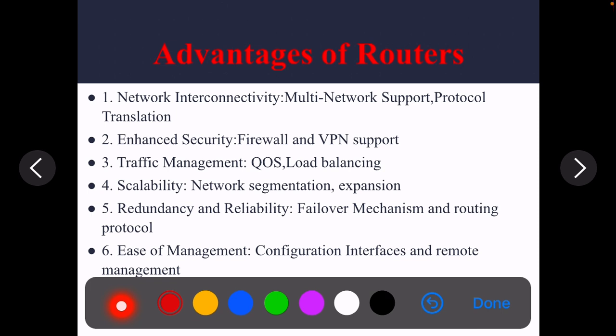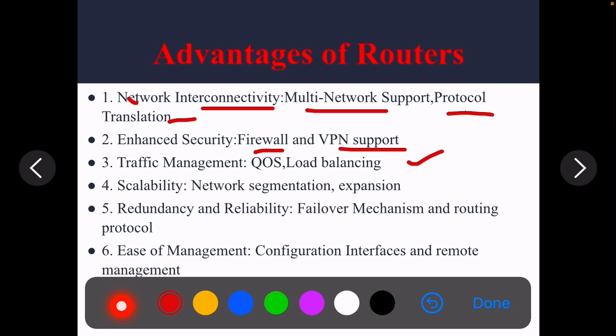First is network interconnectivity. In network interconnectivity there is multi-network support and protocol translation. Multi-network support means routers enable communication between different networks, such as connecting LAN to WAN, as we said earlier. And protocol translation is there, as some protocols are used for communicating between two different networks. Then enhanced security: firewall and VPN support. Firewalls can filter the traffic, and VPN support can provide secure remote access and an encrypted communication channel. Then traffic management is done with the help of QoS and load balancing.